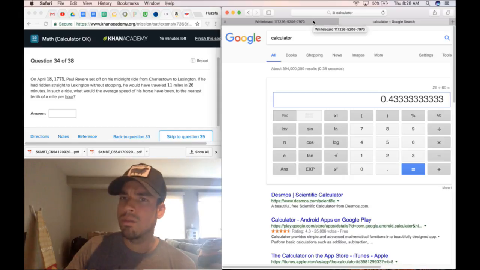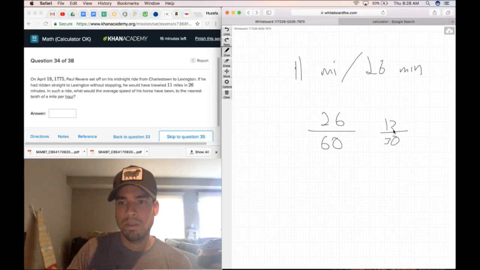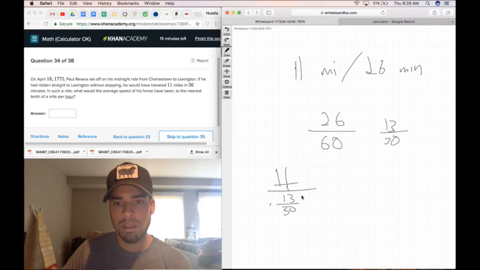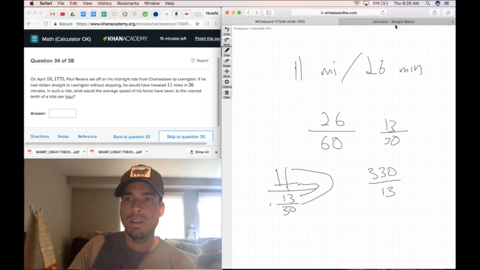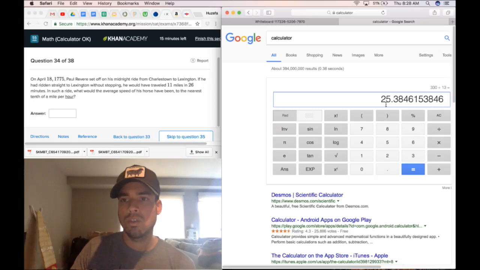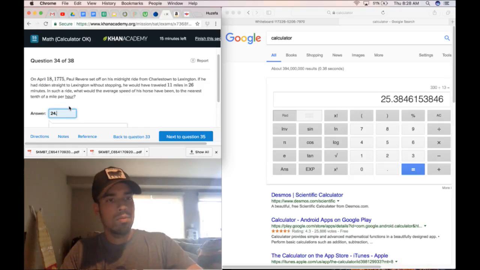0.4333. I don't like to use a repeating decimal. So let's just reduce it. It's 13 over 30. Right? So then we just do 11 miles per hour, which is 13 over 30. And then we just gotta multiply. So it's just the nearest tenth. So this goes here, this goes here. It's 330 over 13, and we divide 330 by 13, and we get 25.4 miles per hour.